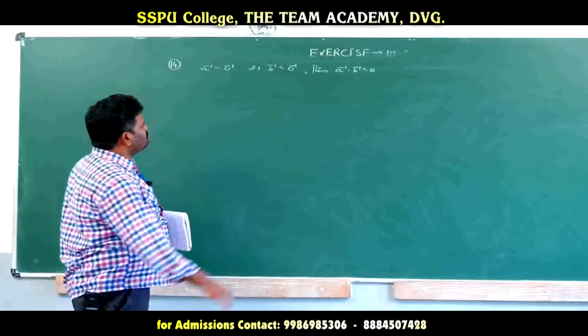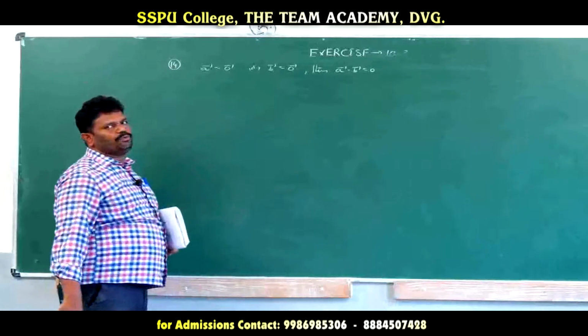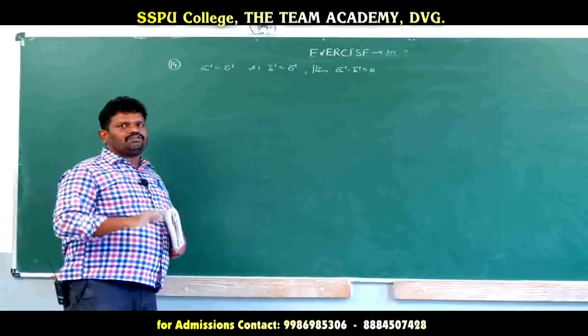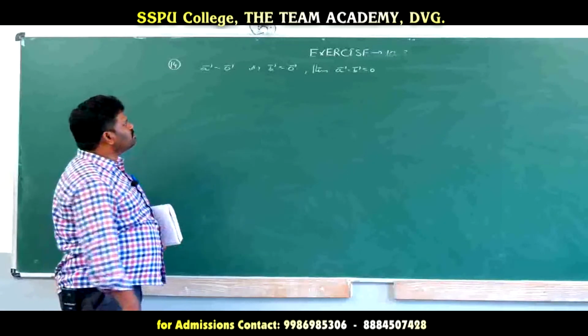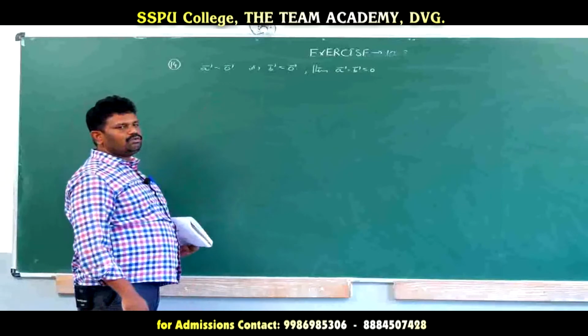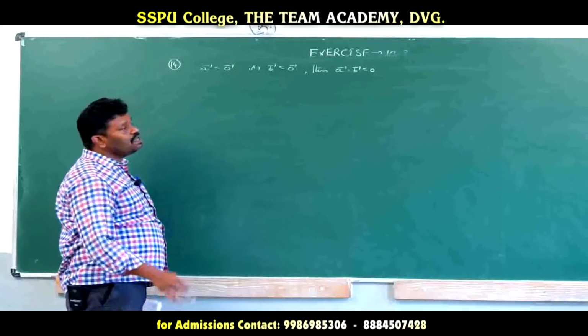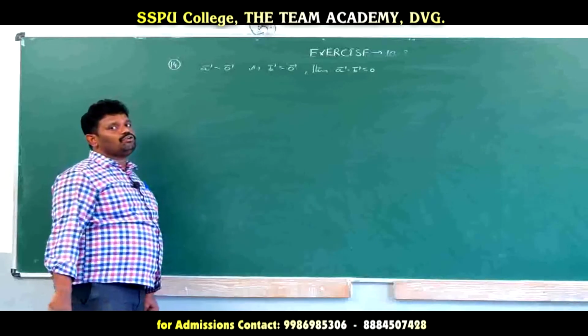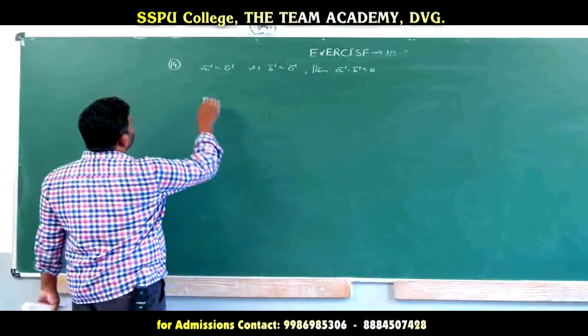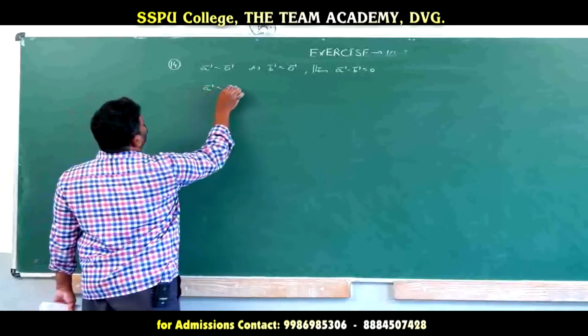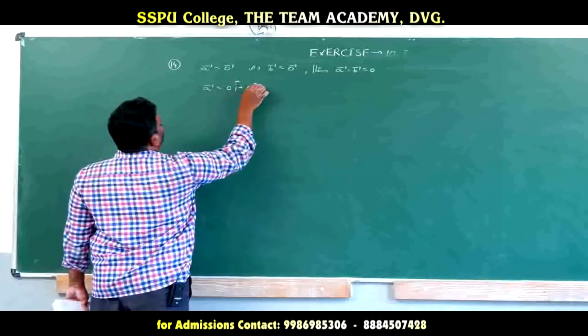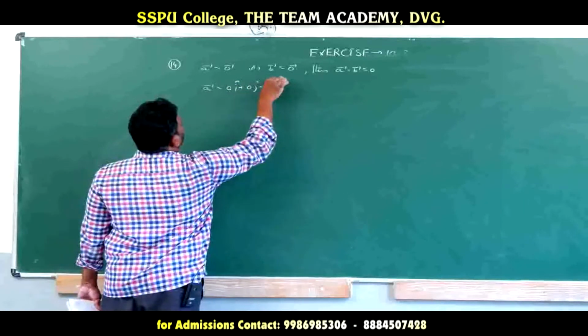Here, first the condition is given. We want to prove that the converse need not be true, and justify the answer. First, the given statement is correct: a bar is equal to 0 and b bar is equal to null vector, then the dot product of the two vectors must be 0. For example, let a bar be the null vector: 0 into i cap, 0 into j cap, 0 into k cap.